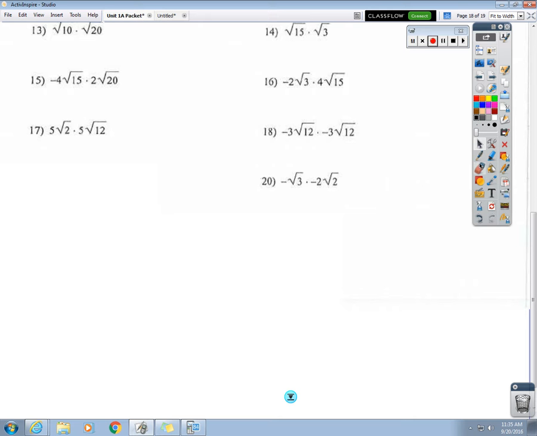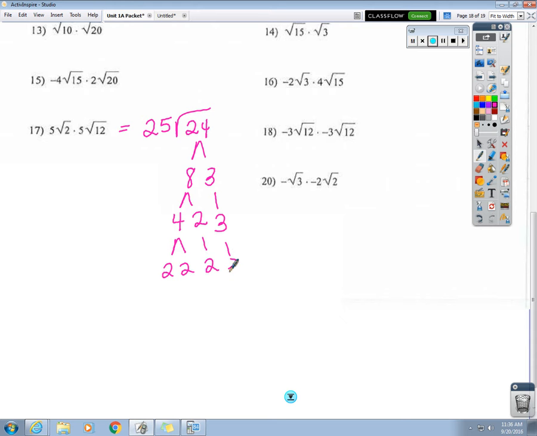5 square root of 2 times 5 square root of 12 equals 25 square roots of 24. Then you have to factor tree the 24 into 8 times 3, or you could have used 2 times 12. That becomes 4 times 2. I got some butterfingers. And then 3. I need a butterfinger. And then 2 times 2 times 2 times 3. Everybody with me? All I've done so far is a factor tree of 24.